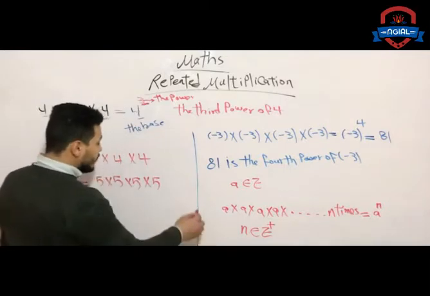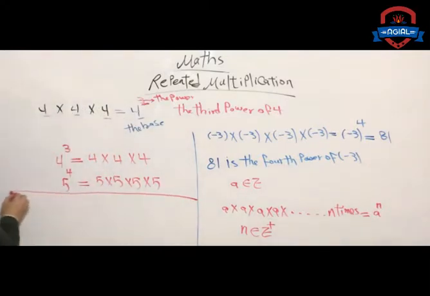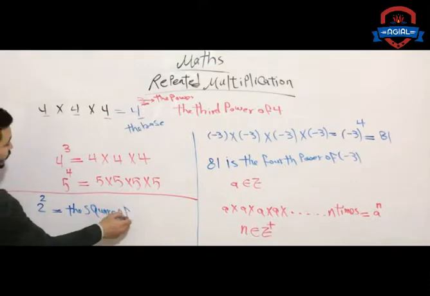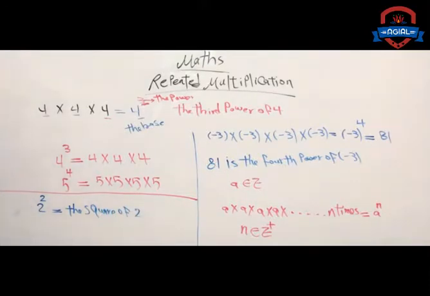And if we have 2 to the power of 2, this number is called the square of 2. So 2 to the power of 2 is called the square of 2.